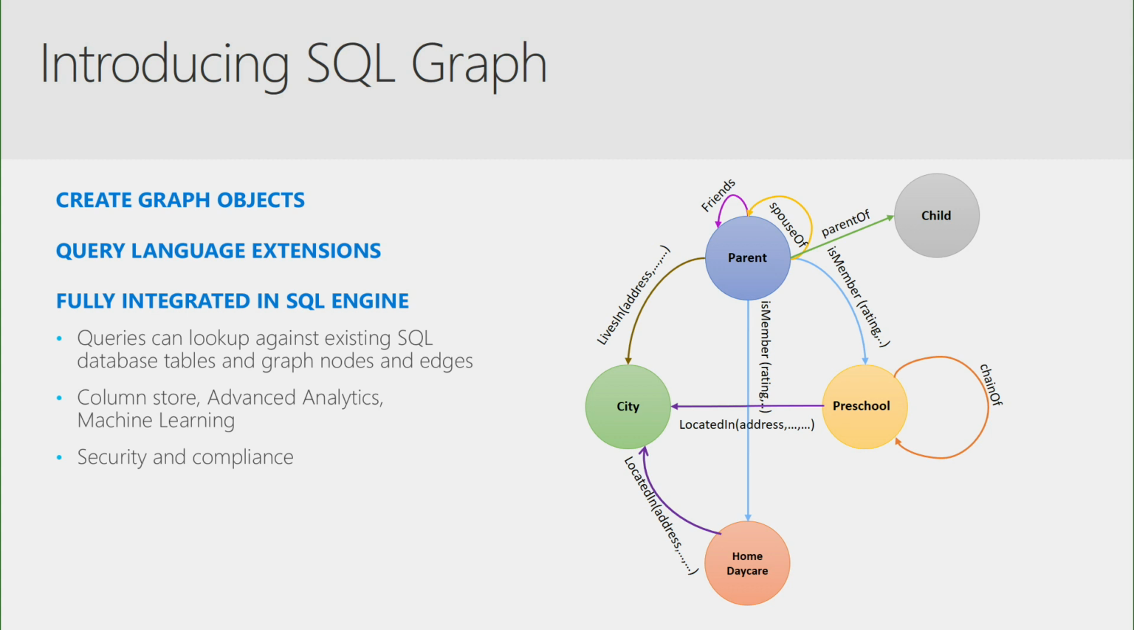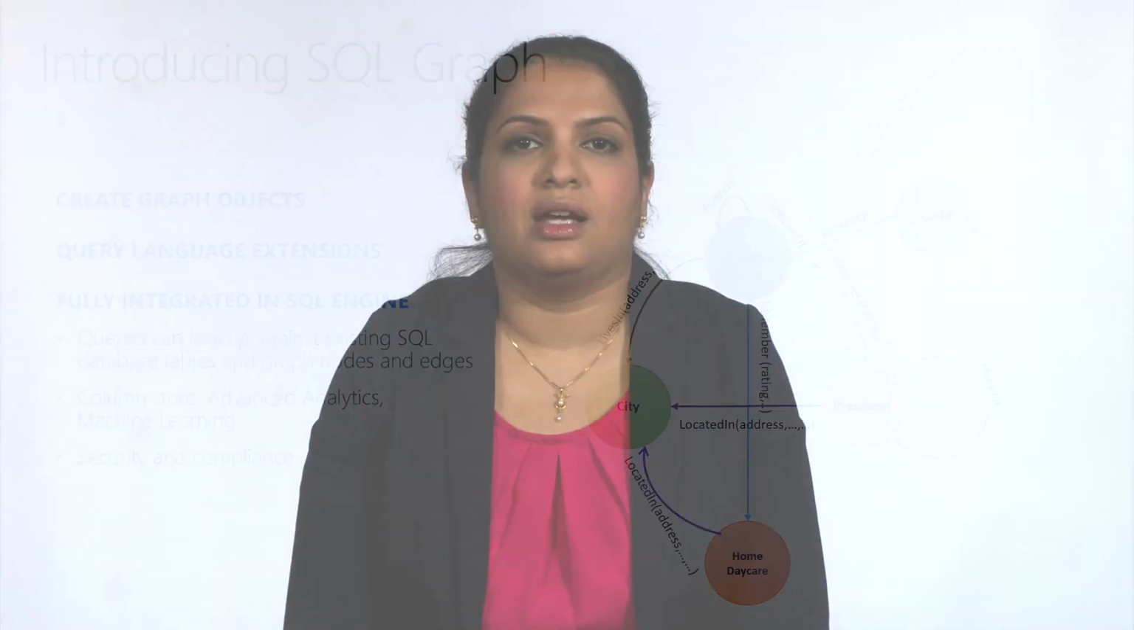Along with the storage, you also get the benefits of advanced technologies that SQL Server currently supports, like column store, advanced analytics, machine learning, and so on and so forth, high availability among one of those. And so you just need to have one system where you run your relational and graph applications together and take benefit of the already existing technologies that we have in the engine.